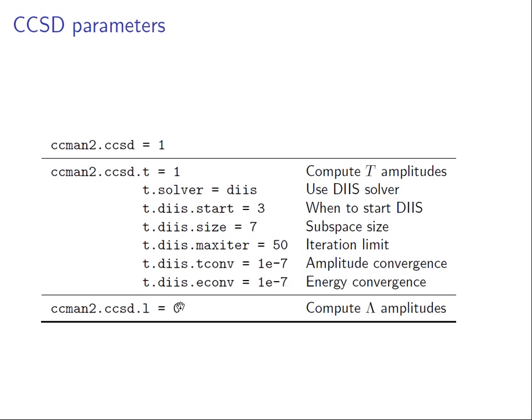And then again, in this example, we say that we don't want lambda amplitudes, but if we wanted lambda amplitudes, we'd put 1 there and then specify all the parameters for lambda.